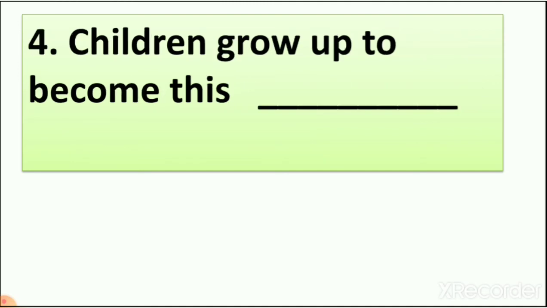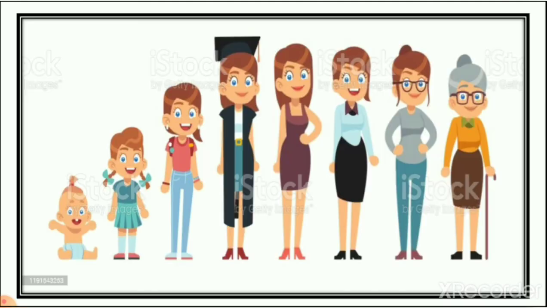Then number 4, children grow up to become this. When we learn about growing up, we learn about this. When we are small, we cannot wear our clothes on our own, right? Our mother helps in all these things. Now you are in first standard, you can wear your clothes on your own. It means you are growing. So children grow up to become this.